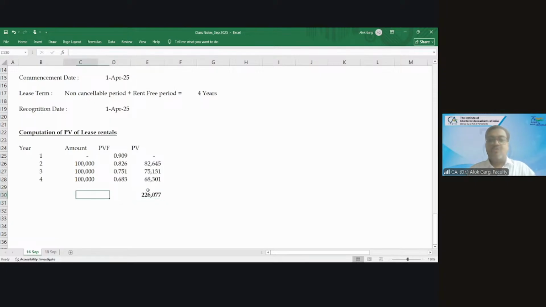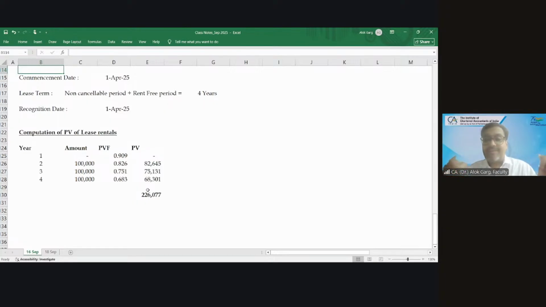So 226007, this is your total present value of the future lease payment. So my dear friends, it's not about rote learning. It's about understanding the concept. We are doing the accounting on the commencement date, right? And what is the commencement date? When the asset is available to the lessee. Doesn't matter that it is a rent-free period. The asset is in the possession of the lessee, so that will also be considered as a lease term.